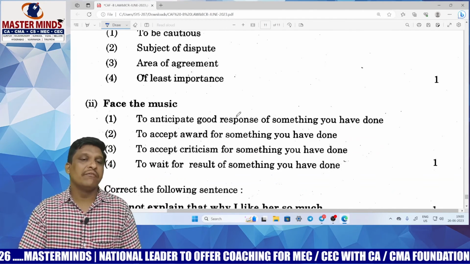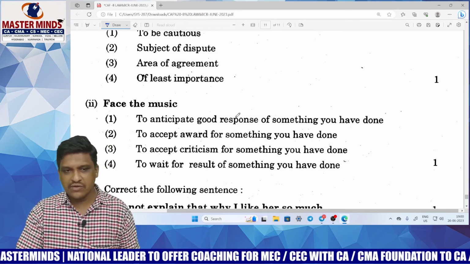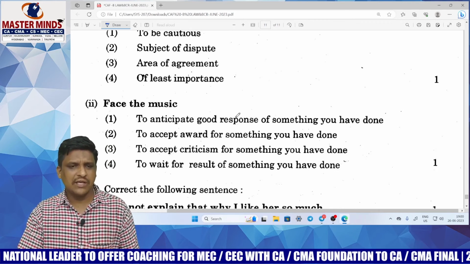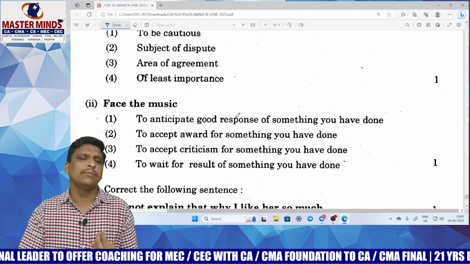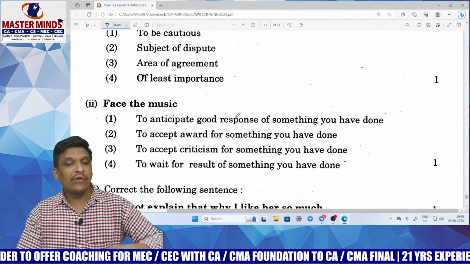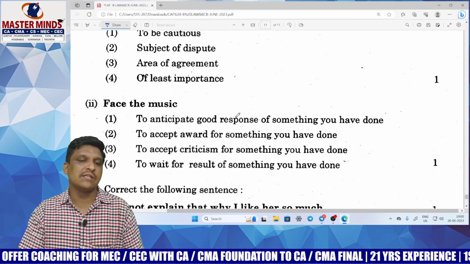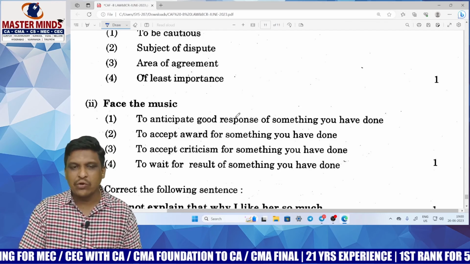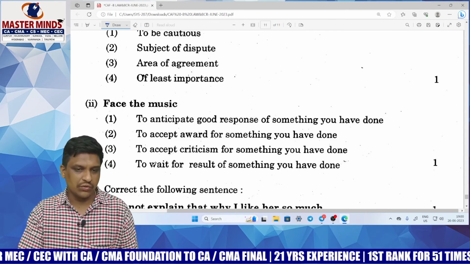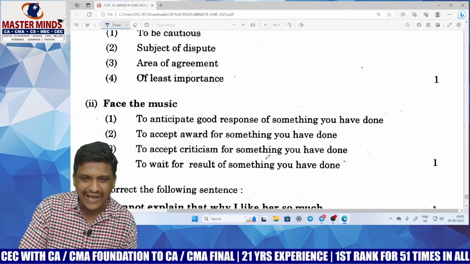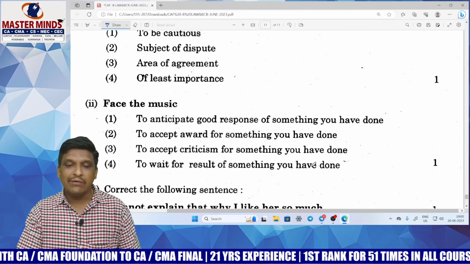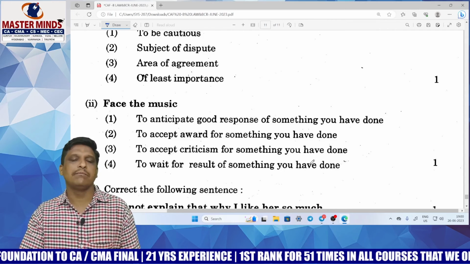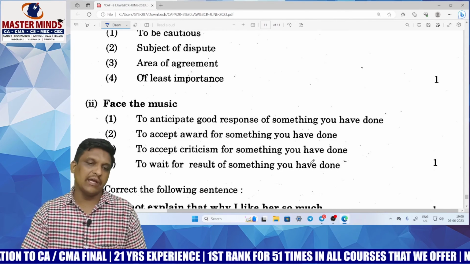Next idiom, face the music. Yes, we actually come across this idiom in our day-to-day life regularly. When we do certain things which are wrong, we are the person who needs to take responsibility to face the consequences. During such scenarios or such situations, we'll be using the idiom called face the music. So in option 3 we have to accept criticism for something you have done. Whatever the things are that you are responsible for, which are done by you, you are the person who needs to accept it.